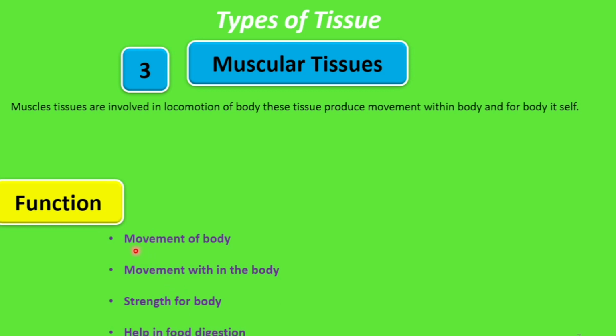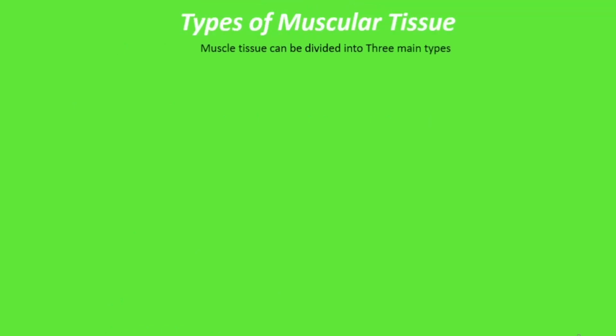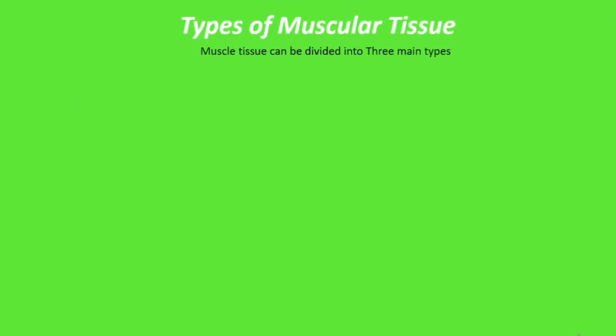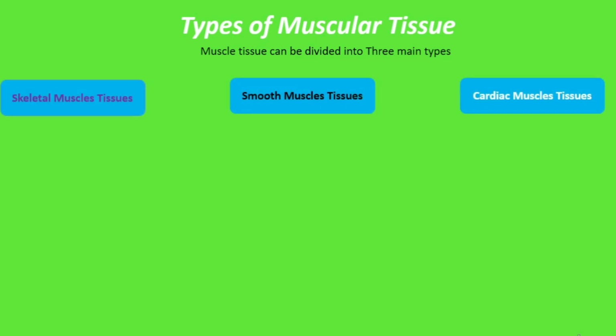Number 1, movement of the body. Number 2, movement within the body. Number 3, strength for the body. And number 4, these tissues help in food digestion. Types of muscular tissue. Muscular tissue can also be divided into three main types, and these are: number 1, skeletal muscle tissue, number 2, smooth muscle tissue, and number 3, cardiac muscle tissue.